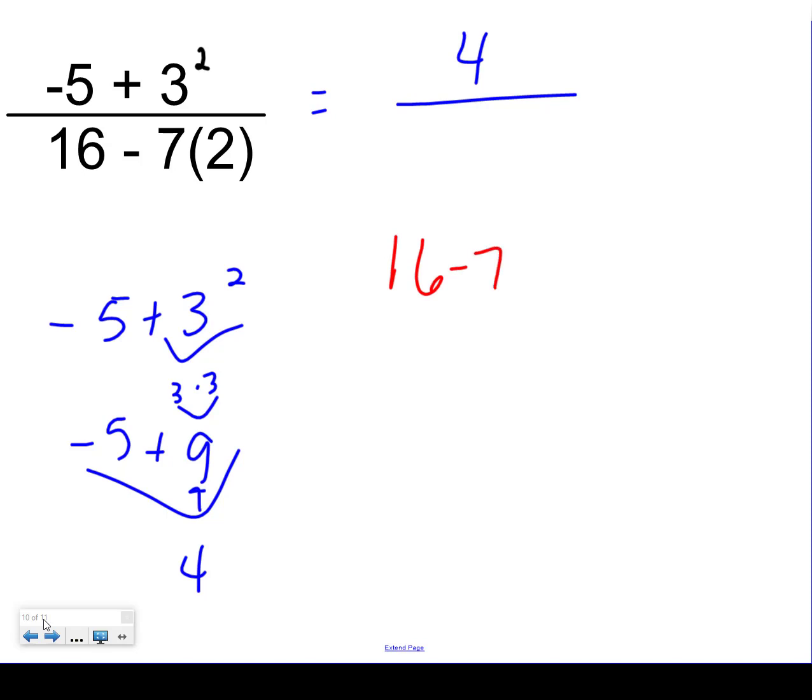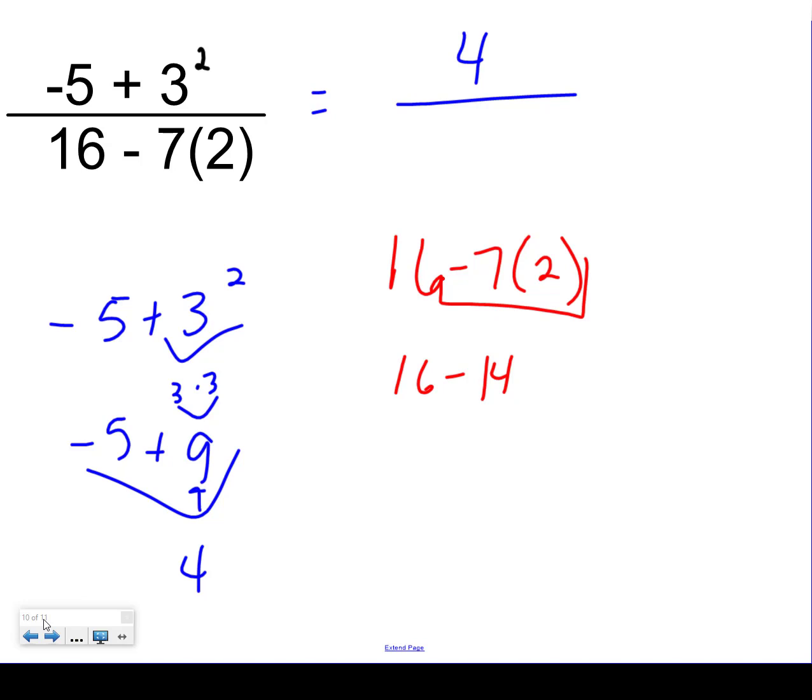16, minus 7 times 2. So parentheses is just 2, so there's not really anything to do there. So I have no exponents, so now I move on to multiplication. So multiply and divide from left to right. The only multiplication I see is a negative 7 times 2. I multiply, 7 times 2 is 14. Signs are different, the answer is negative. Bring down the 16 that I haven't used.